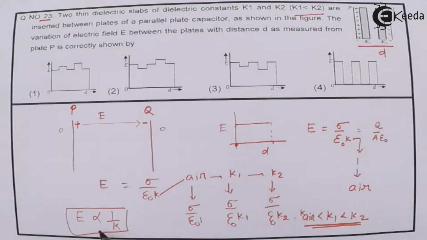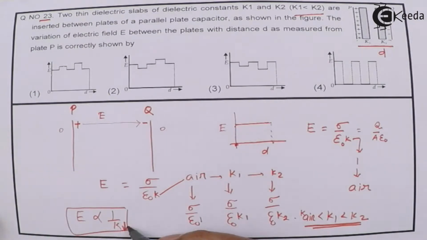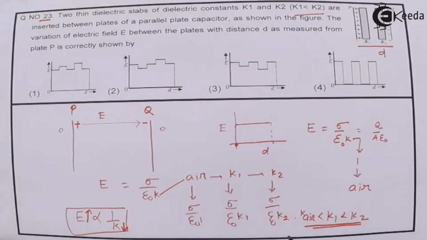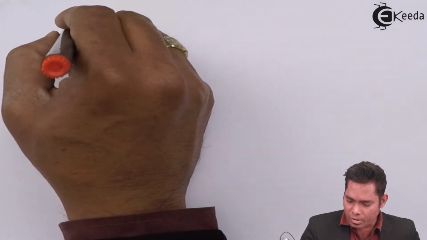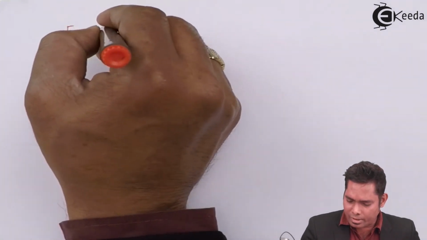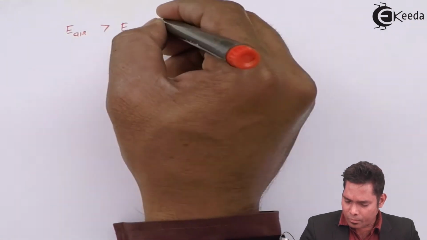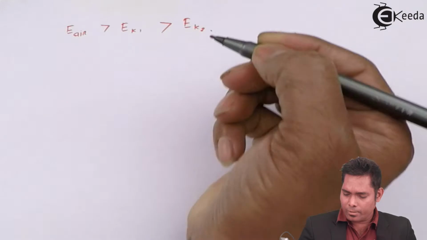If E varies inversely with K, the one having less K has more E. The least K is for air, so the electric field is the most here. The electric field is greatest here, then here, then here. So the order is just reverse. That is, E for air is greater than E for K1 dielectric, which is greater than E for K2 dielectric.